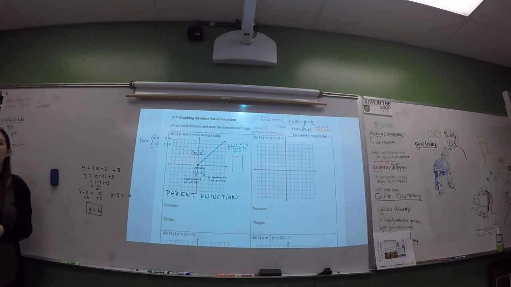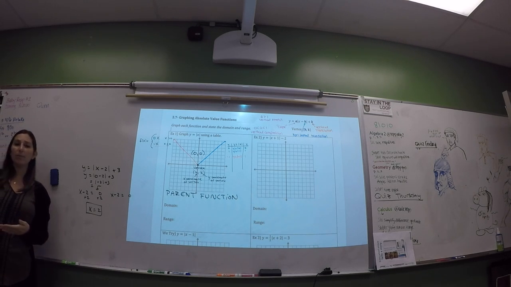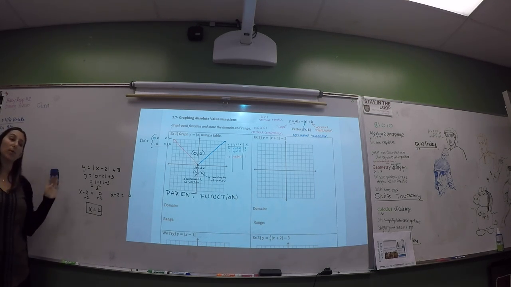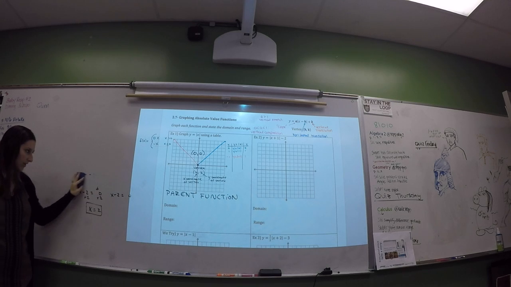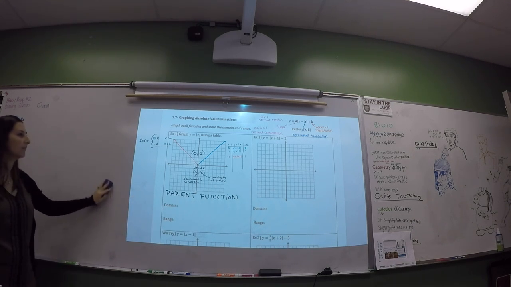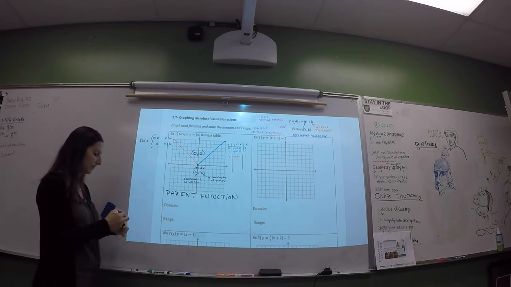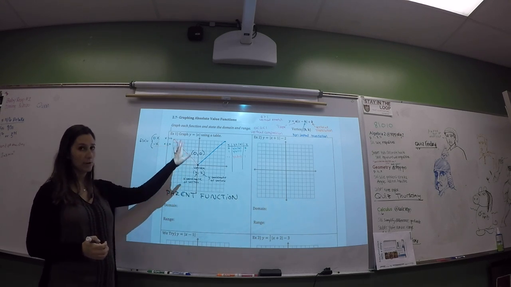Okay, it says plus k, it says plus 5, you go up. Minus 5, you go down. But with the x's, they're backwards. So just remember they're backwards. Now, this was our parent function.